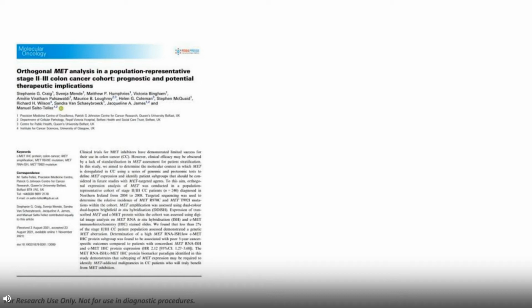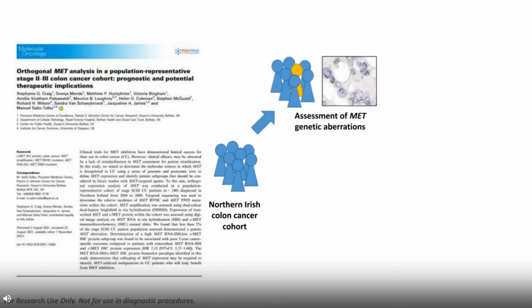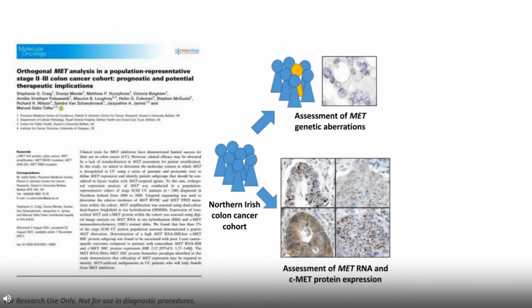So using the Northern Irish colon cancer cohort, we assessed the patients for targets which are normally utilised in lung cancer, looking at genetic aberrations, so using targeted sequencing and looking at MET amplification. We also looked at c-Met staining using immunohistochemistry, which has also been used quite widely for patient stratification when providing the c-Met inhibitor, in addition to RNAscope. And we only looked at cases for the RNAscope which had passed our quality assessment by PPIB scoring.